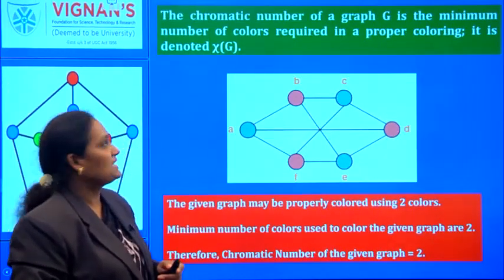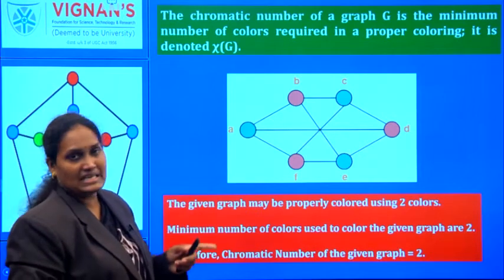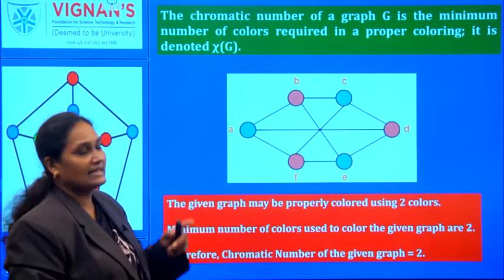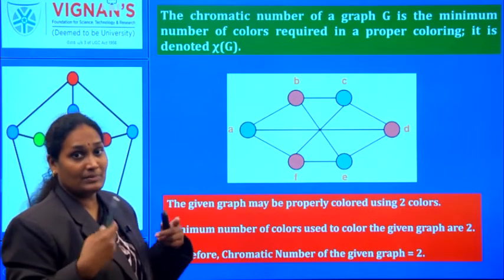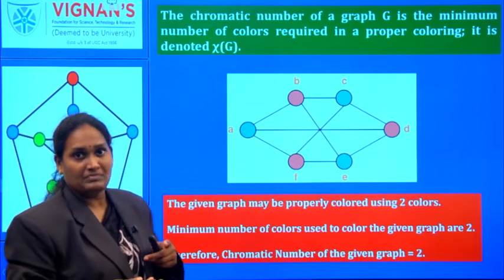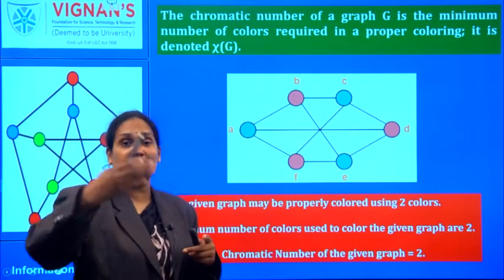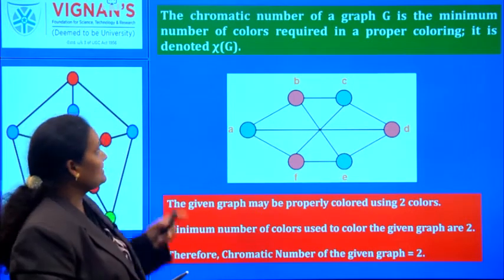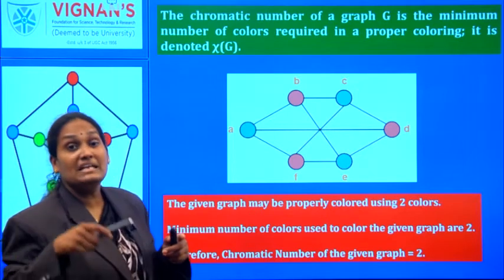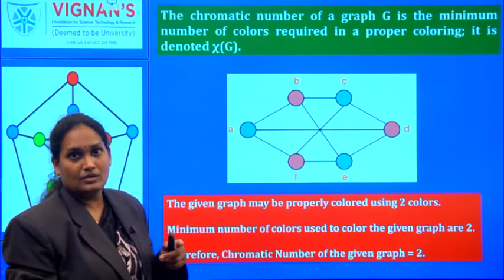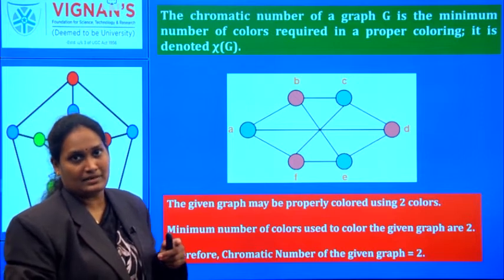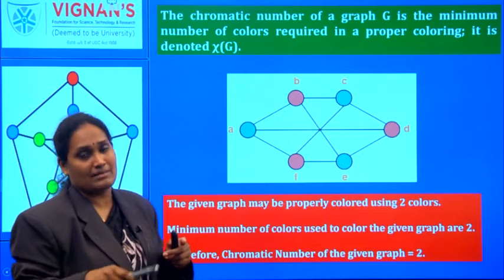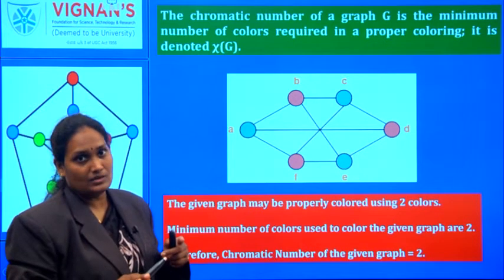What is chromatic number? The chromatic number of a graph G is the minimum number of colors required in a proper coloring. In our previous case, the M colorability problem, M represents at most M colors, that is the maximum M colors that I can use. Here, chromatic number of a graph means the minimum number of colors that I need to properly color the vertices of the graph. Proper coloring means no two adjacent vertices have the same color. Like that we need to color the vertices.